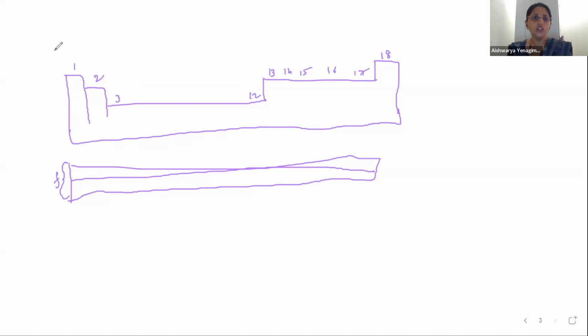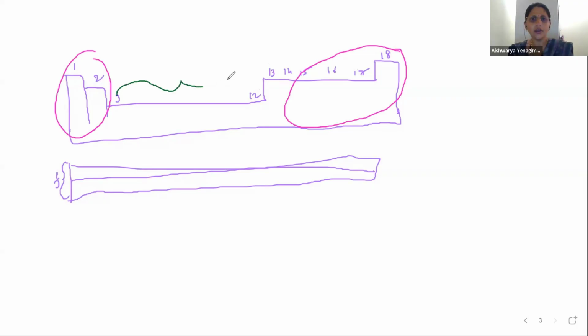So you have studied about S block and P block, and you all know the properties of S and P block also. If you see D block elements, where are these D block elements? They are located in between S and P block elements.